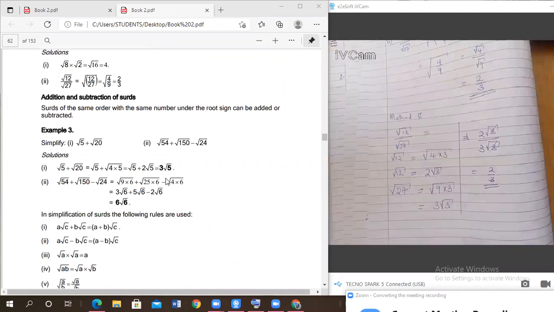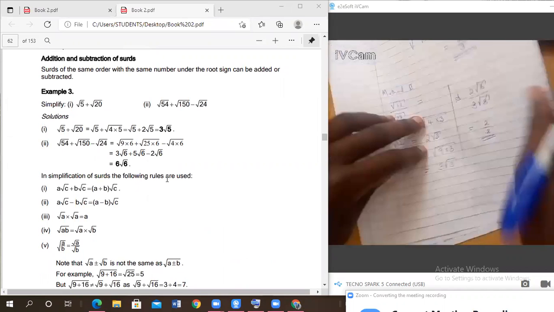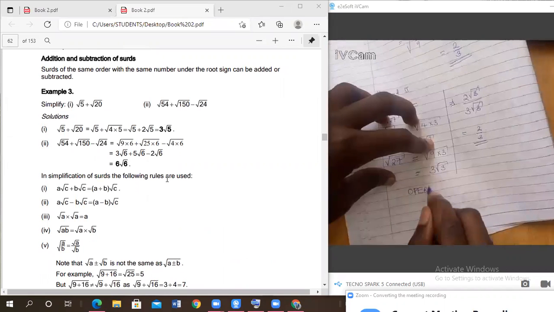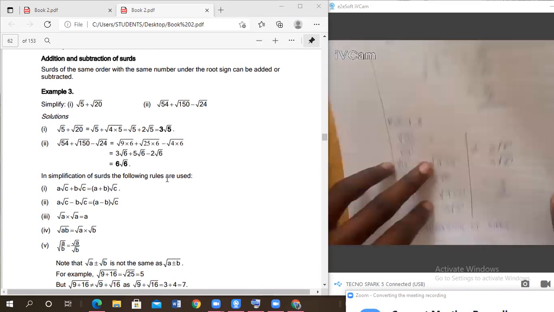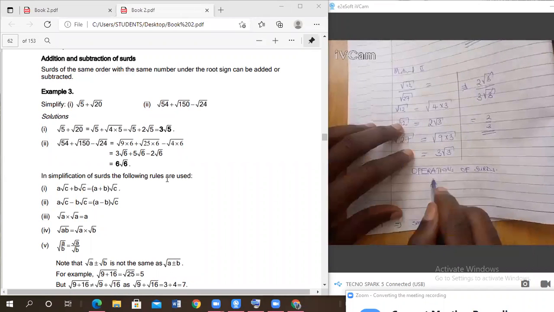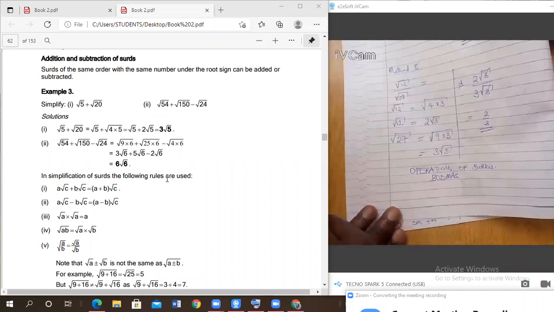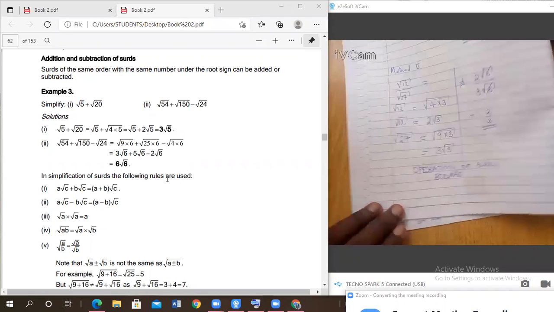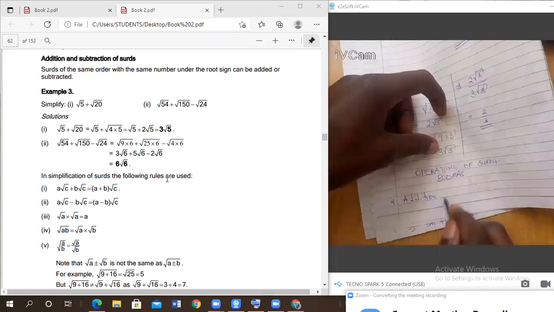Are you together, members? Let's go to operation of surds. When I talk of operation, I'm referring to basic maths. So let's see, how do we add or subtract surds? Let's start with the first case, addition and subtraction of surds.